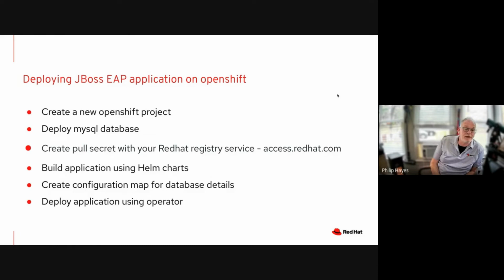Once the EAP operator is deployed, we can now switch to the developer view and deploy the application on OpenShift. There are a few steps to this. Create a new OpenShift project. We're going to deploy a MySQL database, which we'll use to store information. We're going to create a pull secret from our registry credentials. And we're then going to use a Helm chart to create the build configurations to actually build and store the image in an image stream.